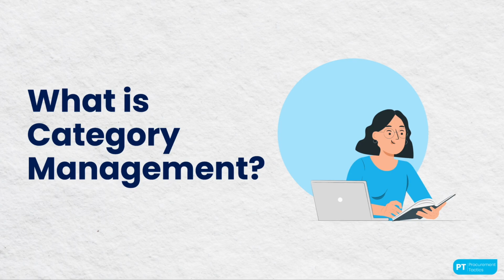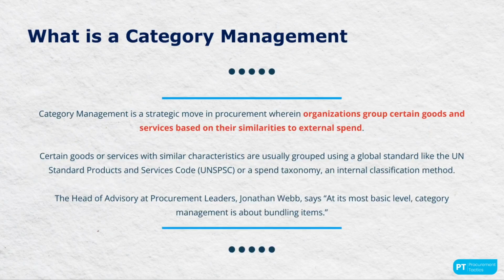Let's first ask what category management is and why it's essential in procurement. Category management is a strategic move in procurement where organizations group certain goods and services based on their similarities to external spend. Certain goods or services with similar characteristics are usually grouped using a global standard like the UN Standard Products and Services Code or a spend taxonomy, an internal classification method. This categorization allows for a focused approach to spending when it comes to similar goods or services.